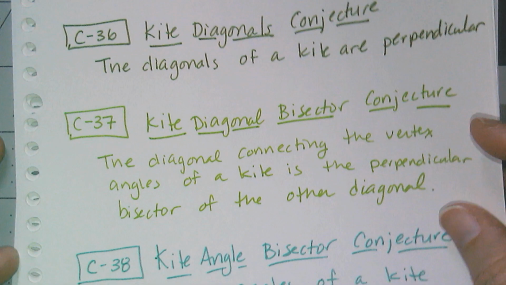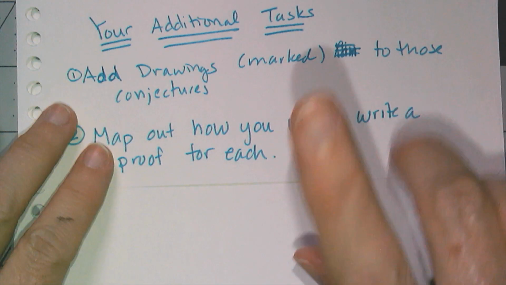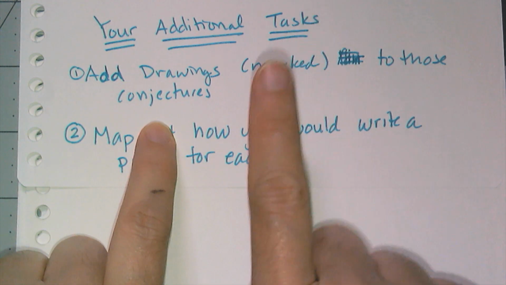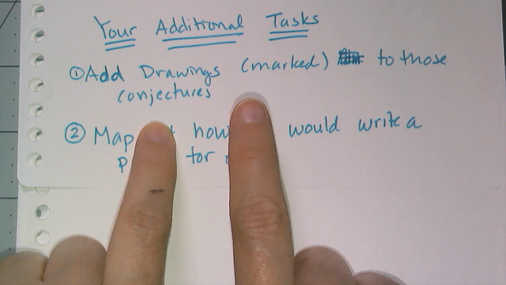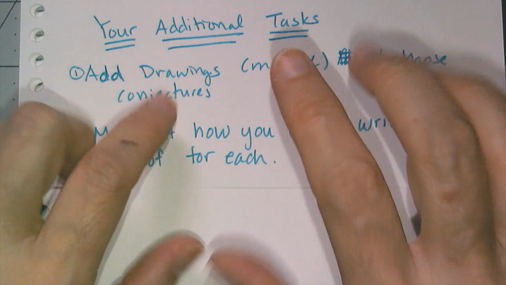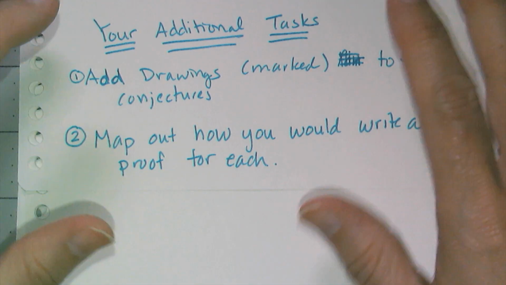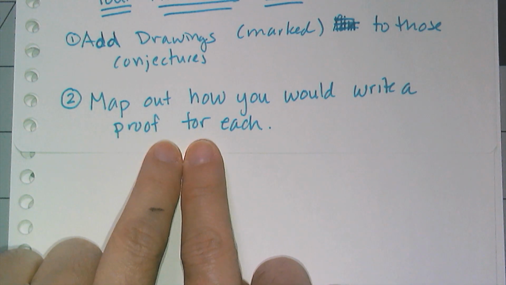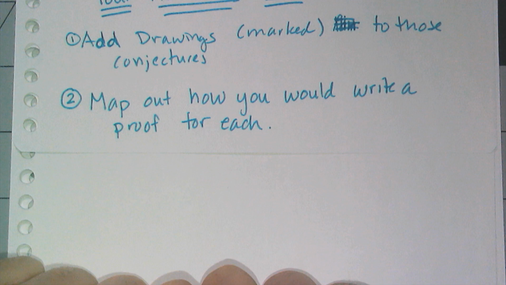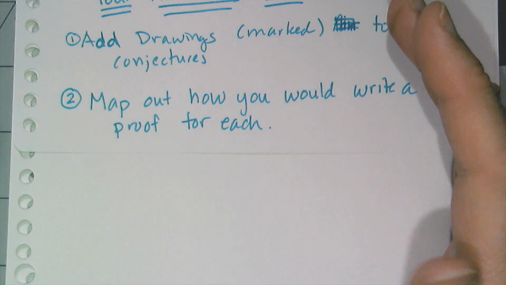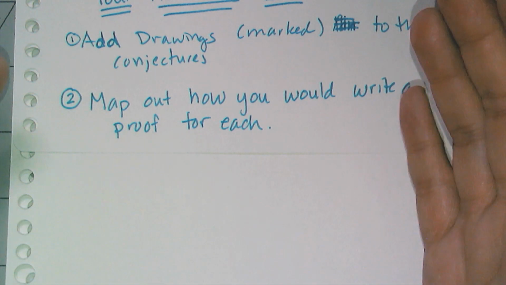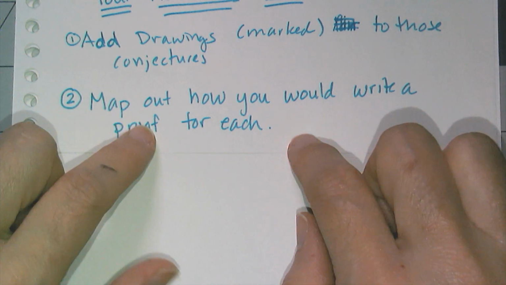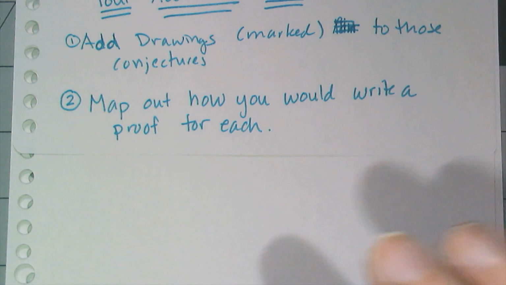So now here's what I need you to do. Two extra things. I need you to go back into those conjectures and draw the pictures for them and mark them, so that you have a visual of what those conjectures say. Second, I need you to think about how you would write up a proof for each of those conjectures. What are the steps you need? What do you have to add in? What allows you to add it in? Because you may have to do that on your own or in your group in the near future.